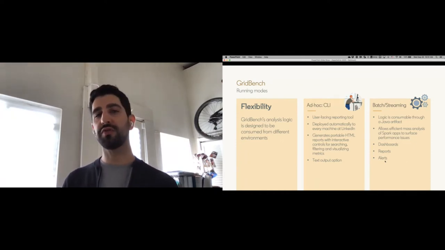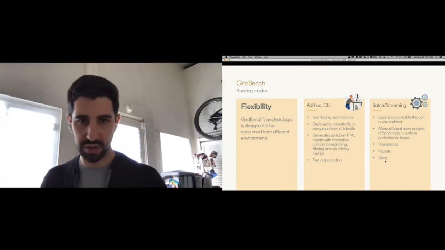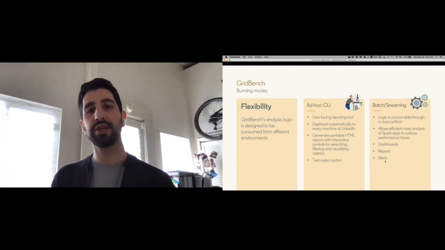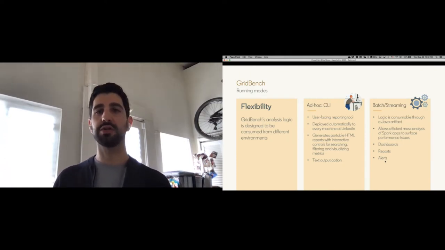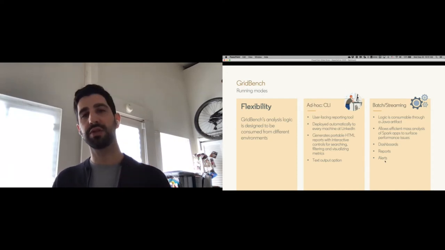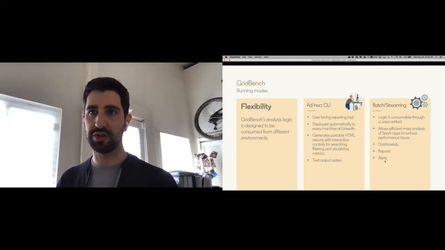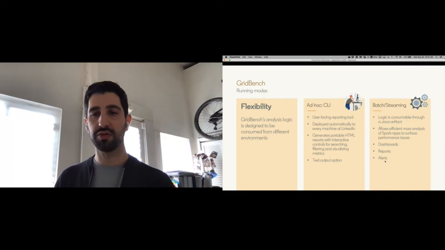So we have a user-facing reporting tool, and it's deployed automatically to pretty much every machine at LinkedIn, making it available for every Spark user. And then it generates portable HTML reports with interactive controls so that user can actually dive into specific metrics. We'll see a demo for that very soon. There's also a text output option for whoever is trying to treat this output programmatically and build alerts or any kind of logic on top of that.